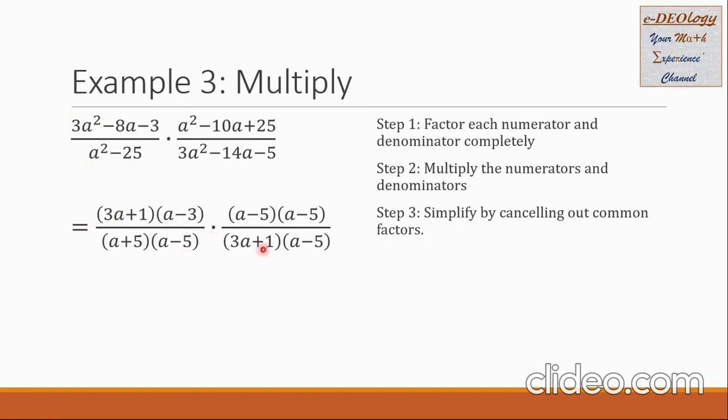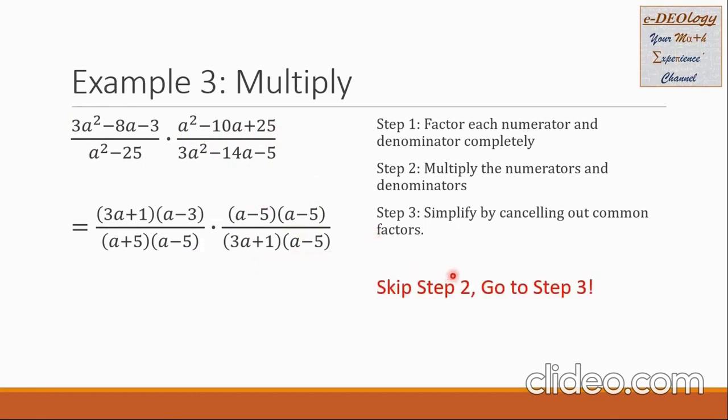And then times the second rational expression, the a squared plus 10a plus 25 is now factored into a plus 5 times a plus 5. The denominator 3a squared minus 14a minus 5, the factors are 3a plus 1 and a minus 5.